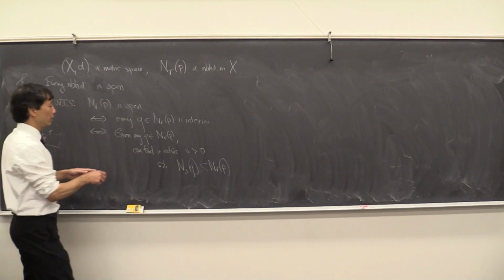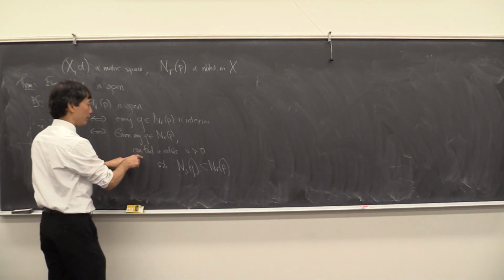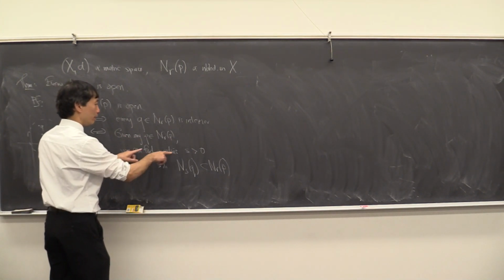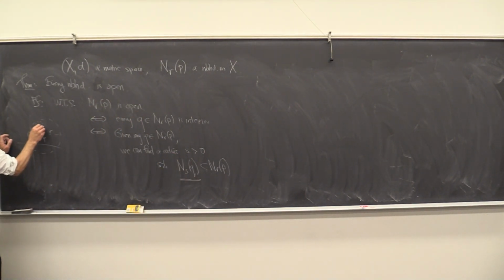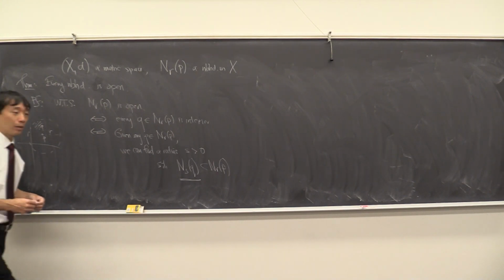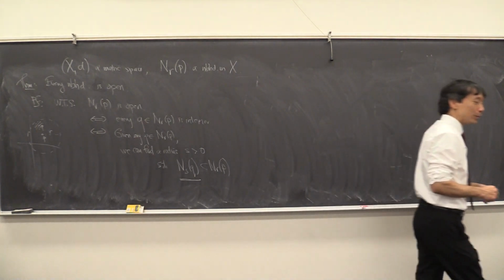We want to show that given any Q, we can find a radius S so that the neighborhood is contained in the original neighborhood. So what do we take? The game is, what radius do we want? Okay, so talk to each other for a minute.